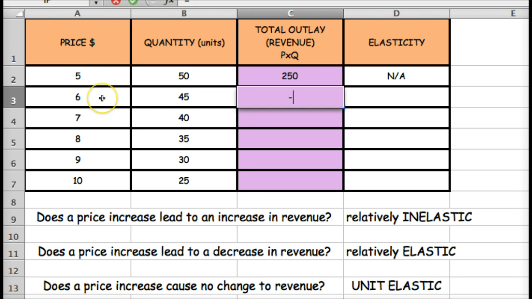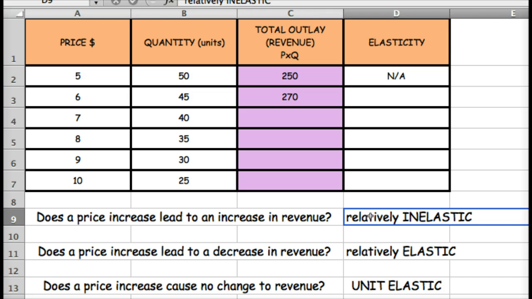The price goes up $1, and let's see how that changes things. So, $6 times $45, we're now up to $270. So, has the $1 price increase affected revenue? Yes, it has, because we've gone up from $250 to $270. So, the price increase has led to an increase in revenue. Therefore, for this particular price change, it was relatively inelastic.